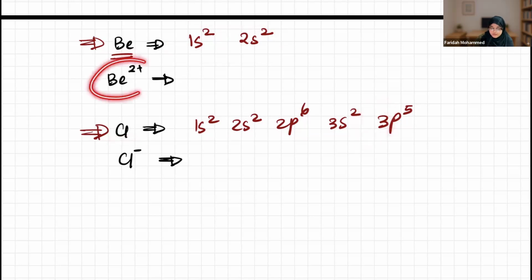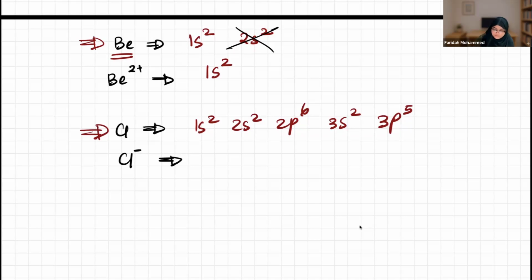Now, we're going to do the ions. When you have 2 plus, it means you lose 2 electrons. So where are we going to remove the electrons from? The outermost shell. So we're going to remove the 2 from here. So Be2+ is actually just 1s2. So what does it mean? It means that Be2+ only has 1 shell.